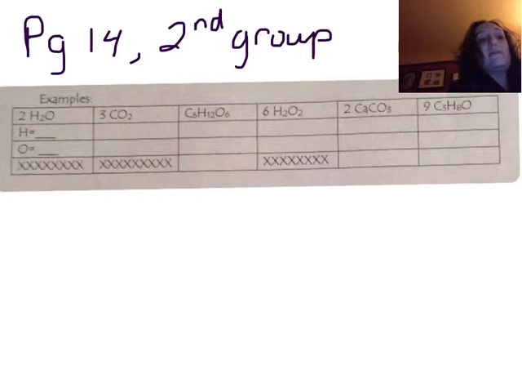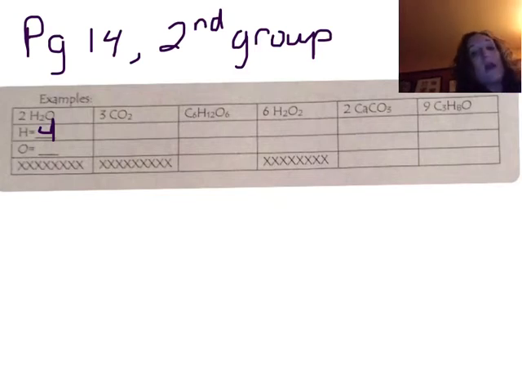So, examples. Looking at the first column over on the left here, it says 2H2O. So how many H's are there? All right, so if you look, 2 H2O. We know that there are 2 H's in one molecule, but there's 2 total molecules. So you're actually going to just multiply. 2 times 2 is 4. So there's 4 hydrogens in that case.